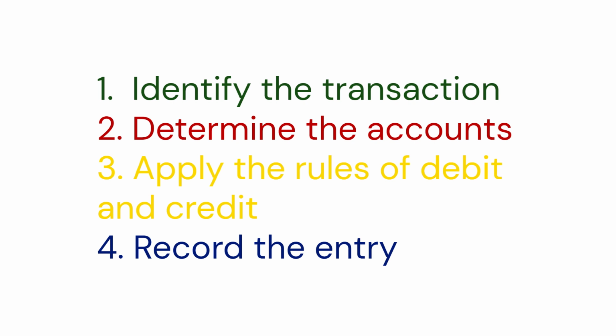To increase an asset, debit the account. To decrease an asset, credit the account. To increase a liability, credit the account. To decrease a liability, debit the account. To increase owner's equity, credit the account. To decrease owner's equity, debit the account. Record the entry: document the date, the accounts involved, the debit and credit amounts, and a brief description.